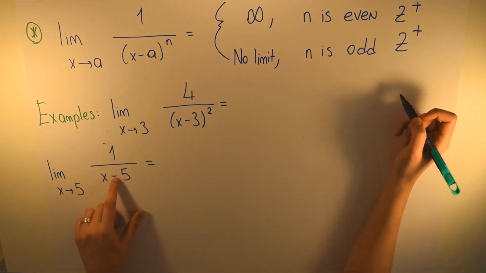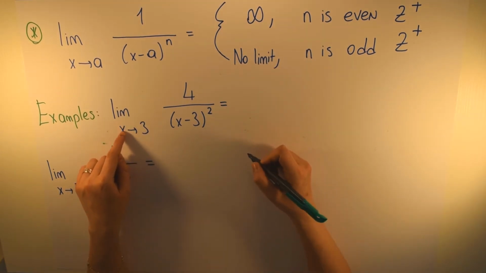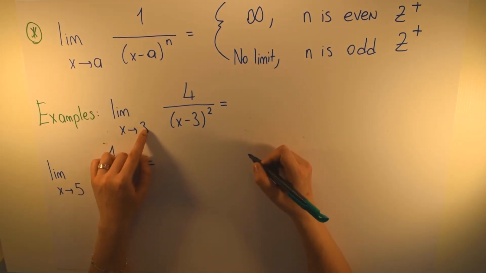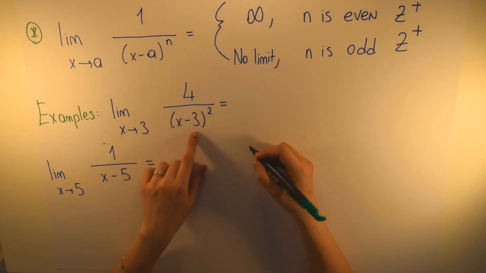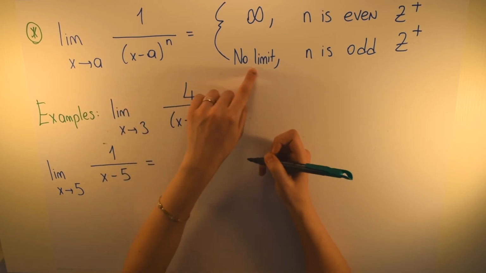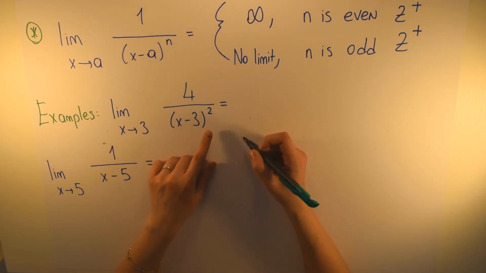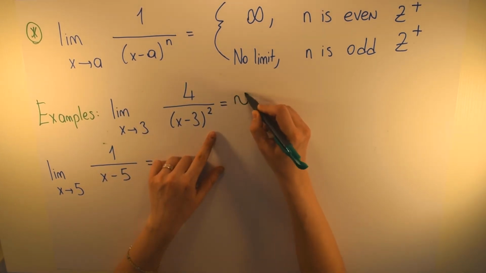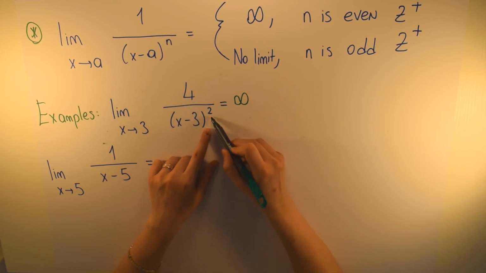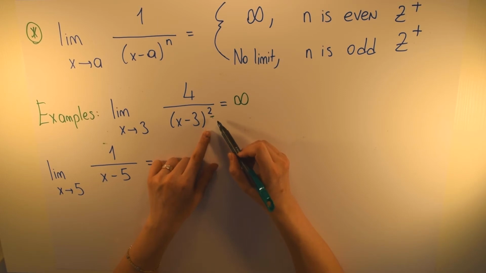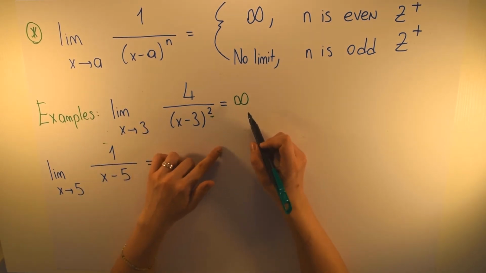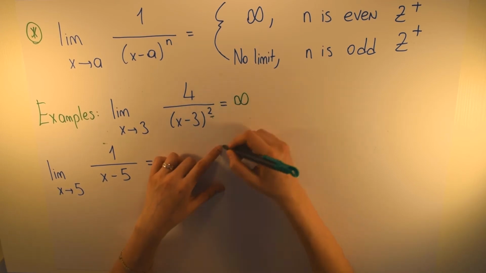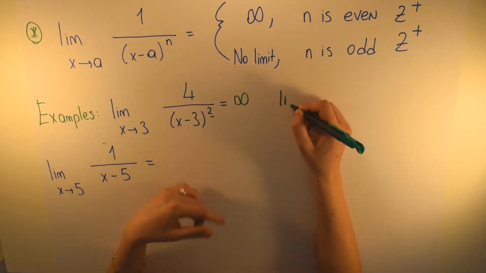So let's look at these examples. Here we have limit as x approaches 3, 4 over (x minus 3) to the power of 2. Based on our rule here, we can say that this is equal to infinity, right? Why? Because it has exponent 2, so 2 is even and a positive integer, so we can say that this limit is equal to infinity. Why? Let's look at the left and right sides to understand its logic.